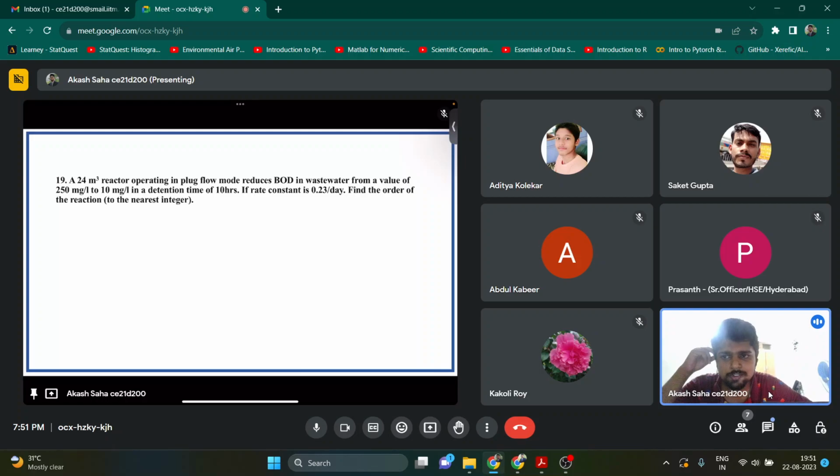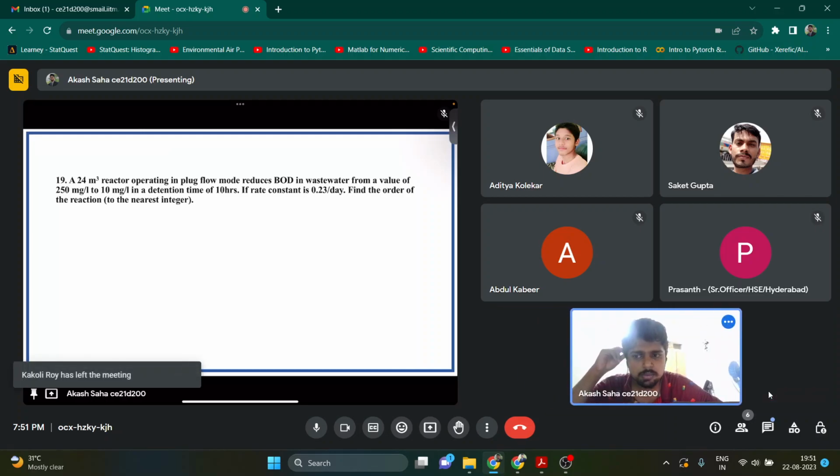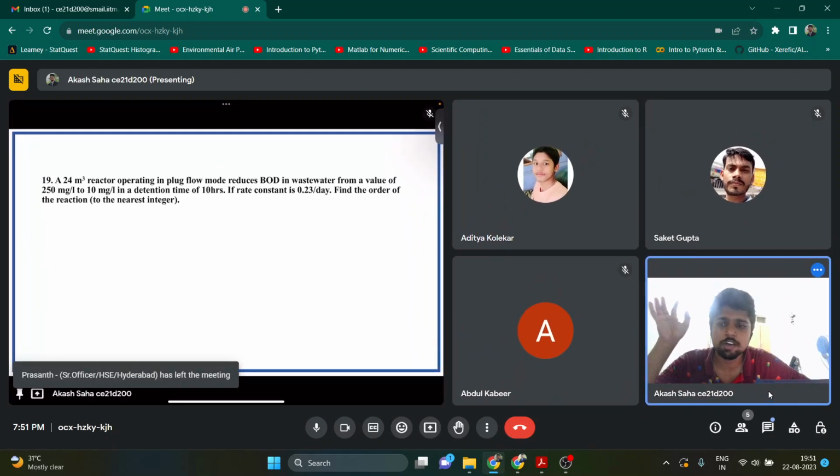So a 24 meter cube reactor operating in plug flow mode reduces the BOD from 250 milligram per liter to 10 milligram per liter in 10 hours of detention time. If the rate constant is 0.23 per day, what is the order of the reaction? You have been given every parameter, but here you have to find out the order of the reaction.